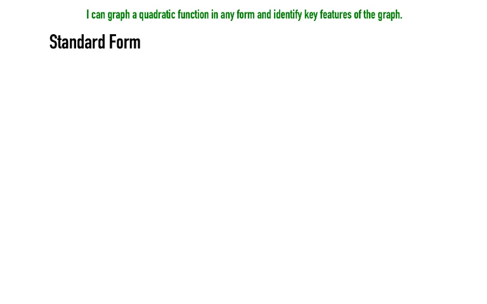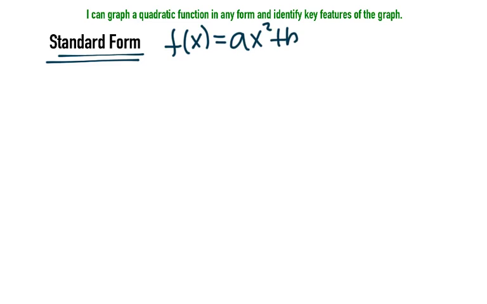In this video, we're going to talk about how to graph quadratic functions in standard form. So standard form is f of x equals ax squared plus bx plus c. This is what you guys are probably most familiar with from our last chapter.